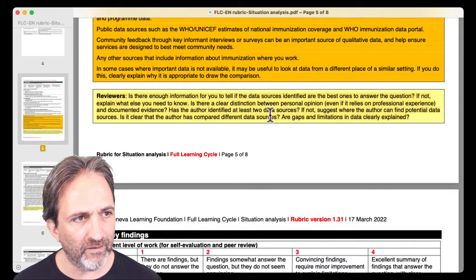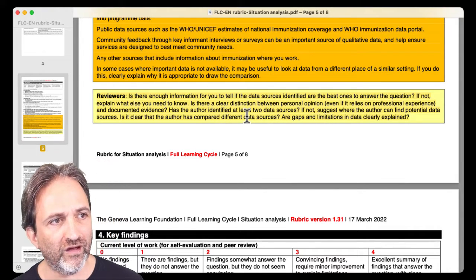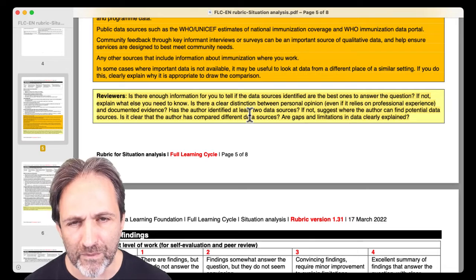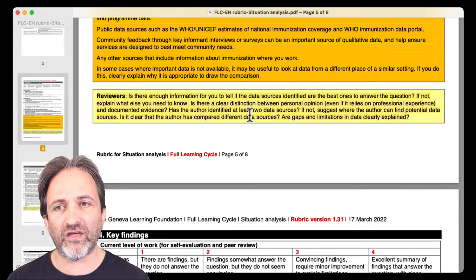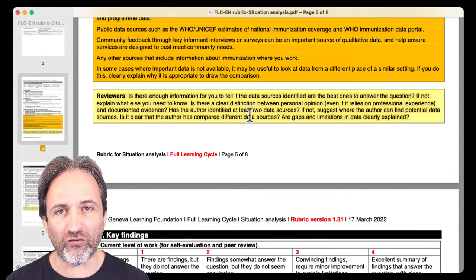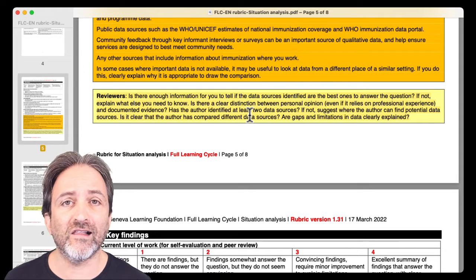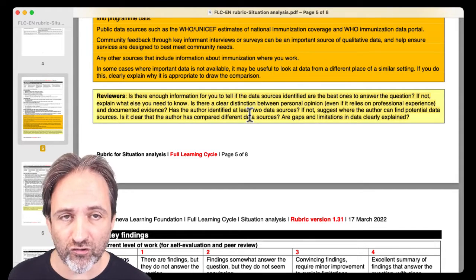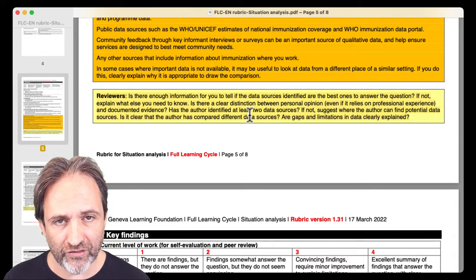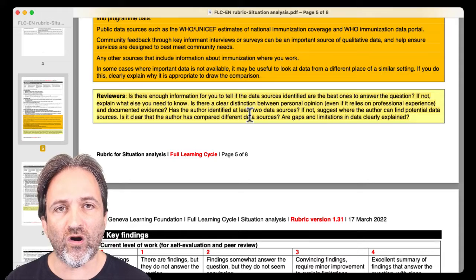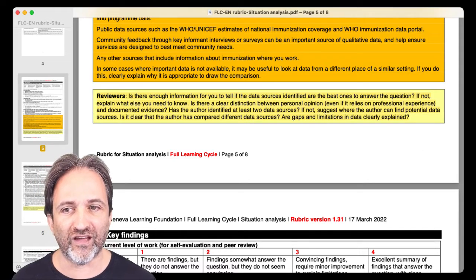There are some additional questions. A clear distinction between personal opinion and documented evidence. So the type of data source: if you say that your personal experience, your personal observations are an important data source, and it is likely that is the case because what you know matters, and that is part of what this exercise is about. But having said that, make sure that you are clear about the limitations as well.